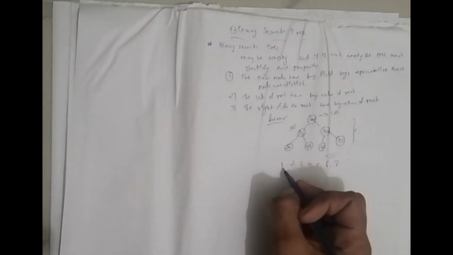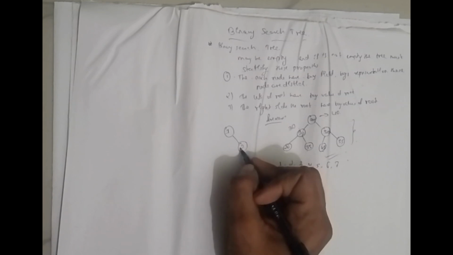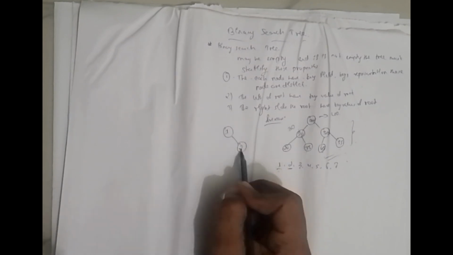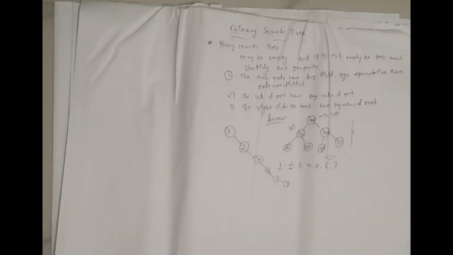Okay, how do we construct a binary search tree from a set of given values: 1, 2, 3, 4, 5, 6, 7? Let's take this as an example. First we start with 1. Next key is 2. 2 is greater than 1, so we make a right subtree. Now next is 3. 3 is greater than 1, and also greater than 2, so it will form a skewed binary tree.